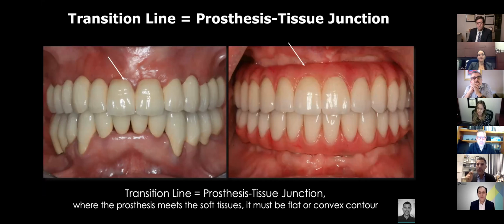Also keep in mind that the soft tissues are vascularized tissues. And this is a very dynamic situation that changes color all the time. So trying to simulate and match the patient's gingiva with the prosthetic gingiva is more often than not impossible. This tissue junction must also be flat or convex contour. We cannot have ridge laps because this height in space, as we said, will be impossible to keep clean.